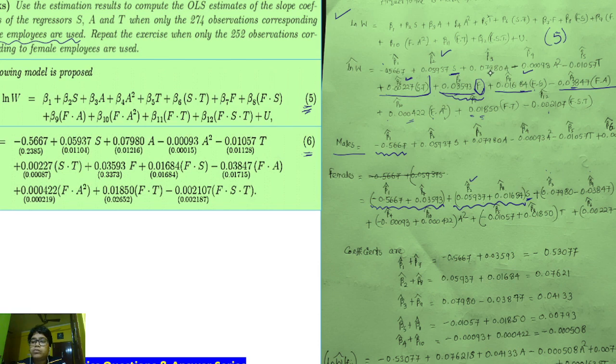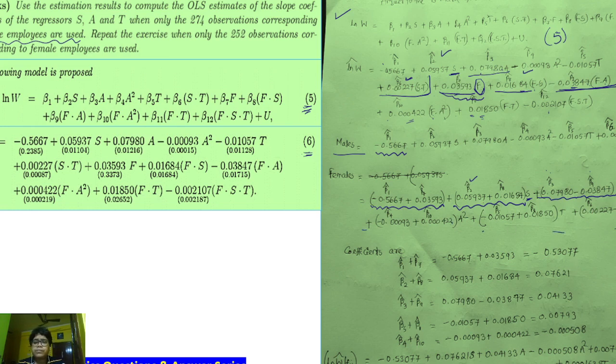Okay, so this is for a and this is for beta 9 cap. Okay, so that means 0.03847 a and here 0.07980 a. That's what I have just used, the signs that they have in front of them, and likewise I did.